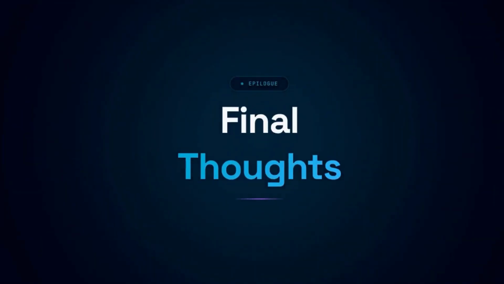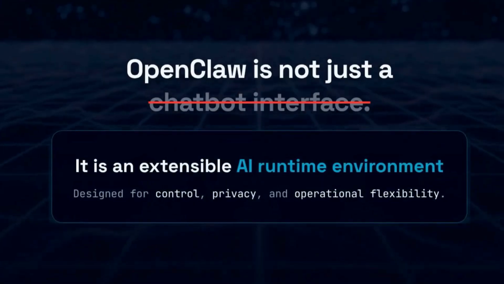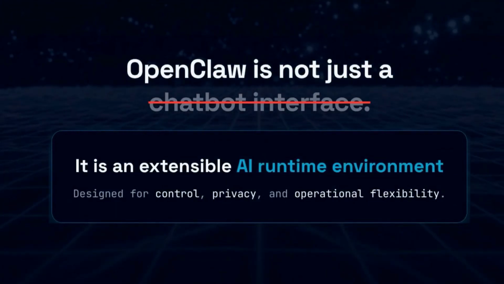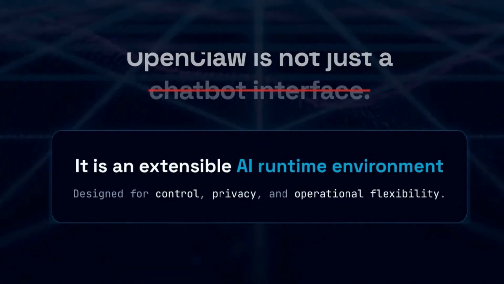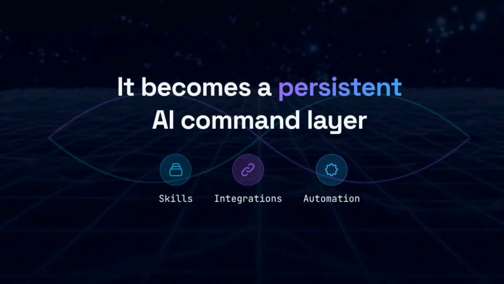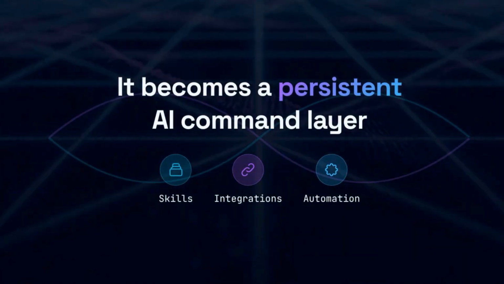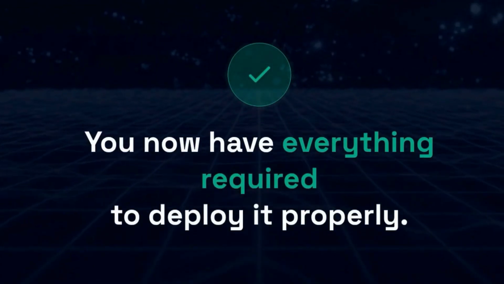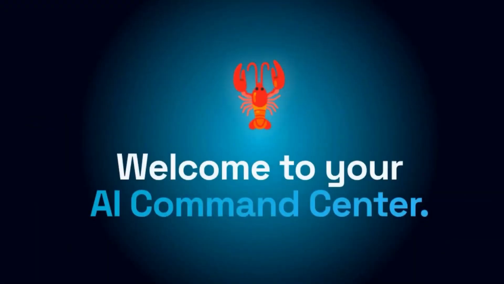Final thoughts. OpenClaw is not just a chatbot interface. It is an extensible AI runtime environment designed for those who want control, privacy, and operational flexibility. Once installed and configured correctly, it becomes a persistent AI command layer, capable of evolving as you expand its skills, integrations, and automation logic. You now have everything required to deploy it properly. Welcome to your AI command center.